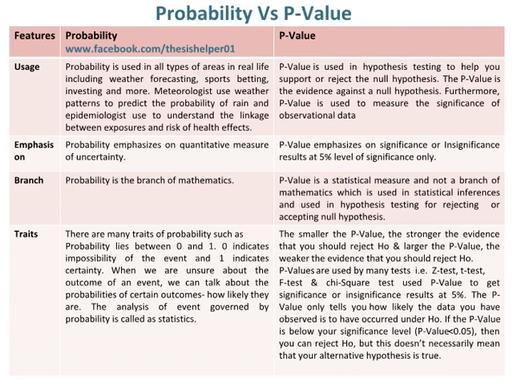The p-value only tells you how likely the data you have observed is to have occurred under H0. If the p-value is below your significance level, that is p-value is less than 0.05, then you can reject H0. But this doesn't necessarily mean that your alternative hypothesis is true.